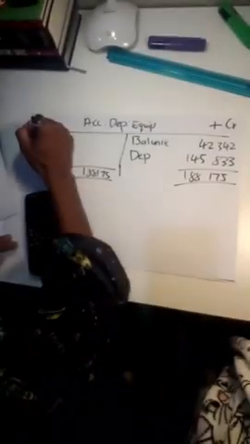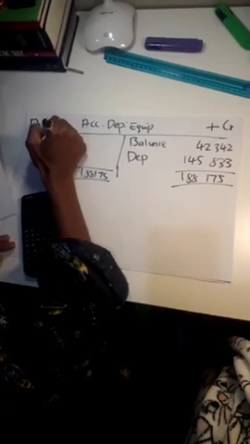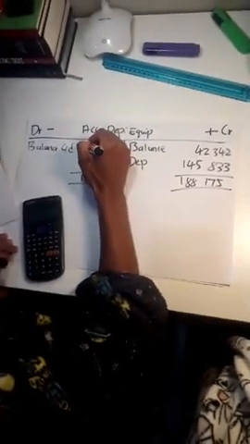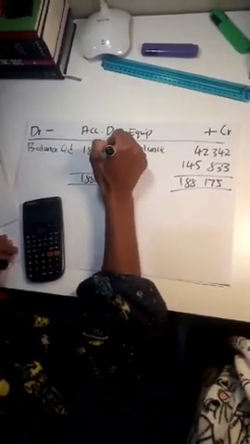And what is this? This will be your balance. So this will be your balance carried down. 188,175.